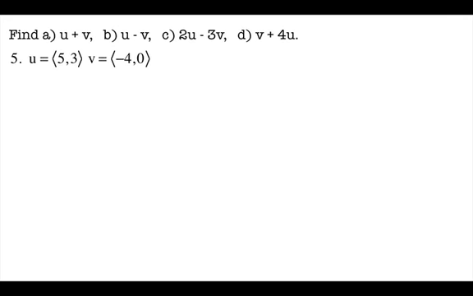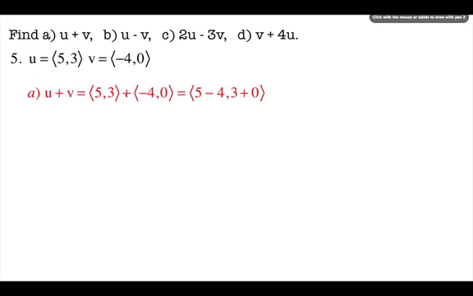It says find u plus v for letter A. For letter B is u minus v, C 2u minus 3v, and D v plus 4u. And they give you vectors u and v right here. So let's do u plus v. So this is my vector u, this is my vector v. I need to take the sum. I apply the formula you saw on the earlier slide. I add the x components, I add the y components, I simplify. This is what you get, 1, 3.